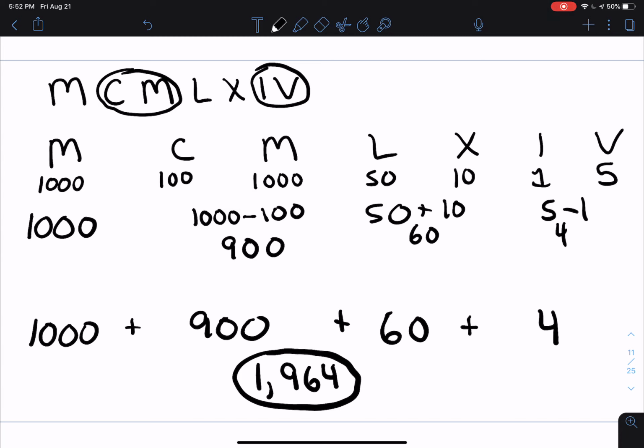There's a different way to express 49. You wouldn't put I in front of L. You would do it a different way. That's the basic rules.